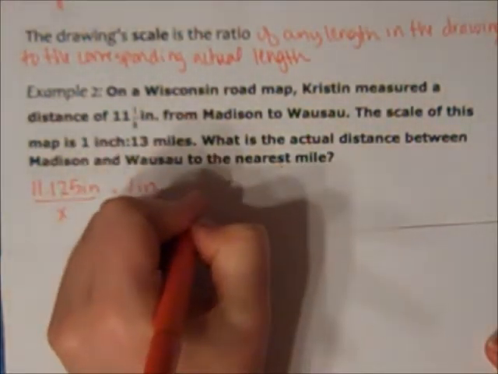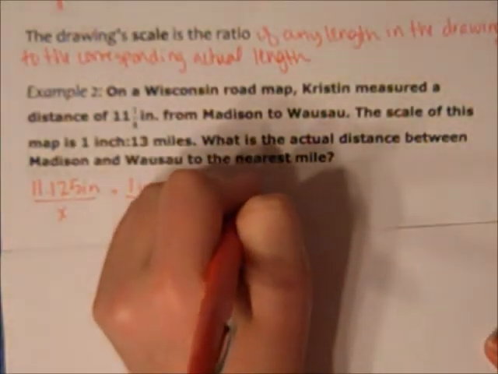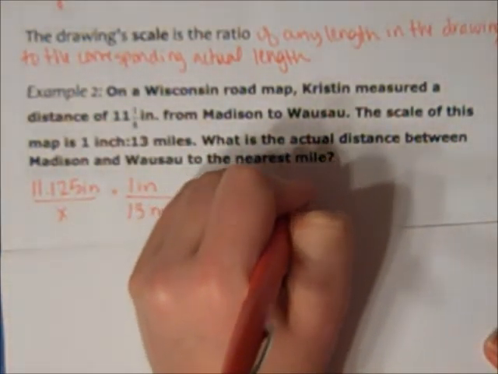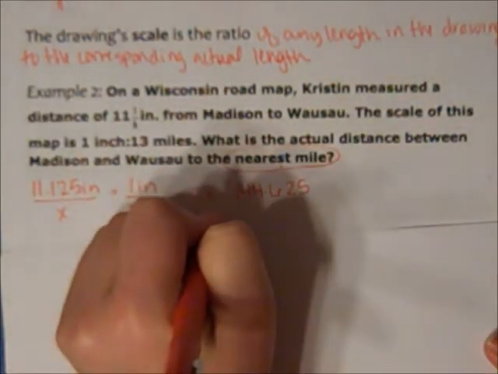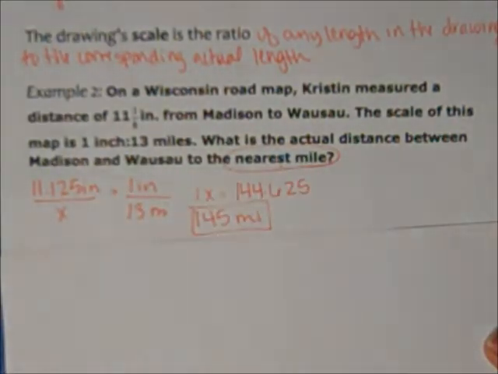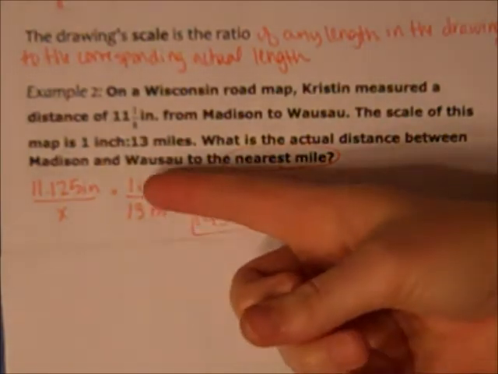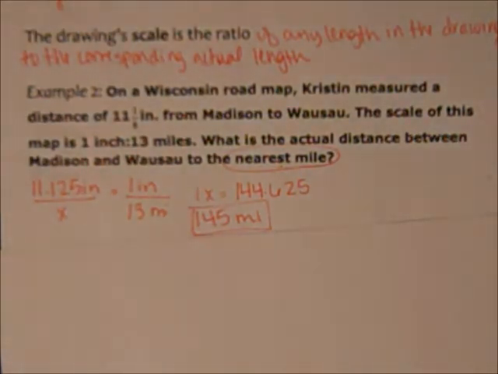Okay, so when I cross multiply, I actually get 1x is equal to 144.625, and then I can round. It says to the nearest mile, so that would be 145 miles would be my final answer. Okay, then I could go back and double check and make sure that makes sense, but it does to me. If 1 inch is 13 miles, then this should be substantially larger, so 145 there. Okay, y'all pause and try the second one.